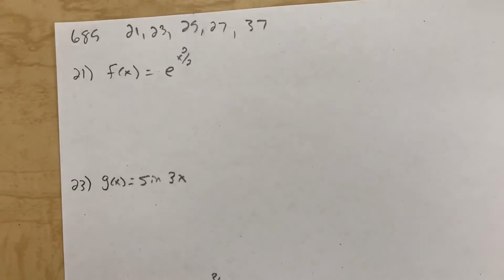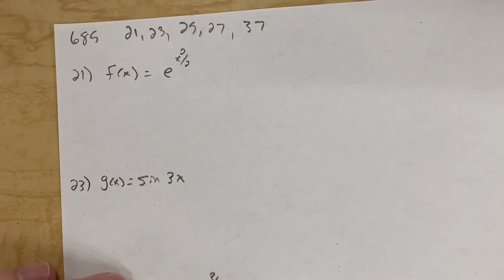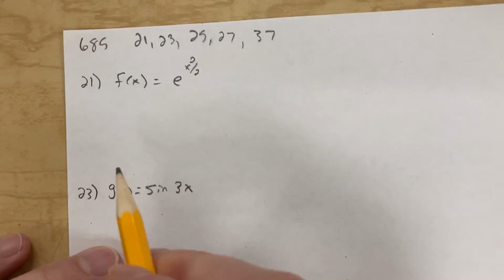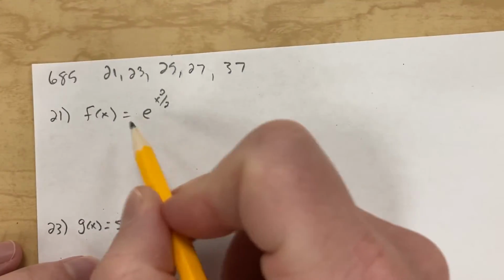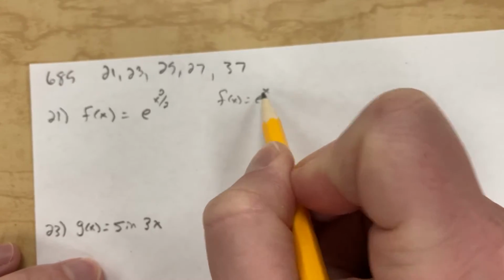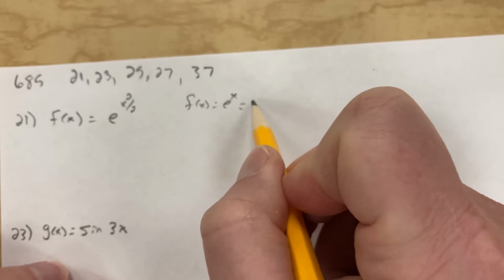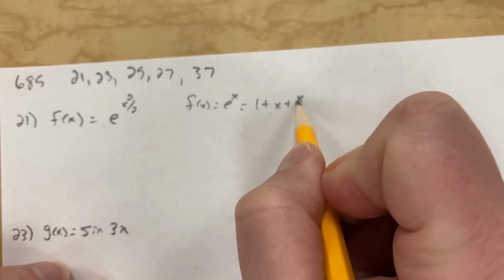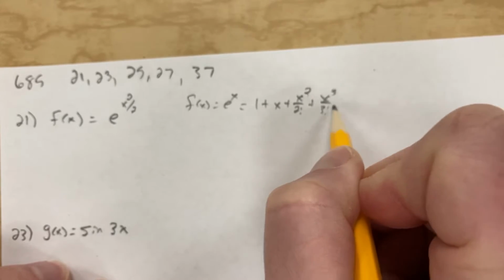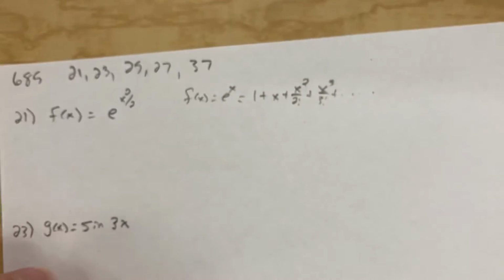All right, these are the answers to page 685. We're building out a Maclaurin polynomial for something a little more complicated. And so what we do is we say, well, what would be the simpler version, which in this case for e to the x would be 1 plus x plus x squared over 2 factorial plus x to the third over 3 factorial, and then it would keep going, right?